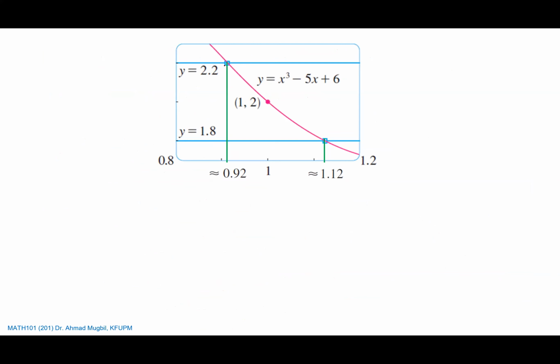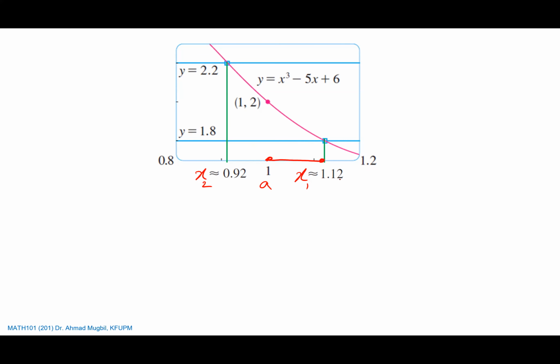So when y is 2.2, x will be this, and this is x also. You can call this x1 and this x2 to distinguish between them, and this is a. It will be between them. Now, what do you think delta will be? Delta will be the distance from a to this point, or from a to this point. You can call this delta 1 and this delta 2, and you will choose the smaller one.